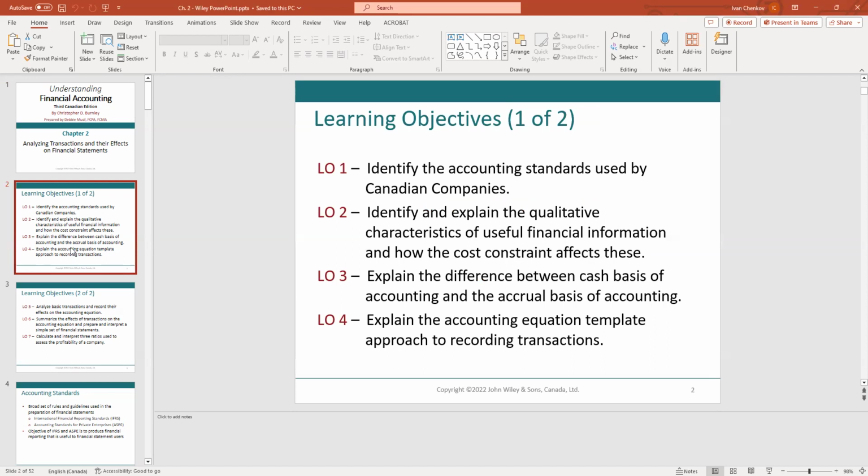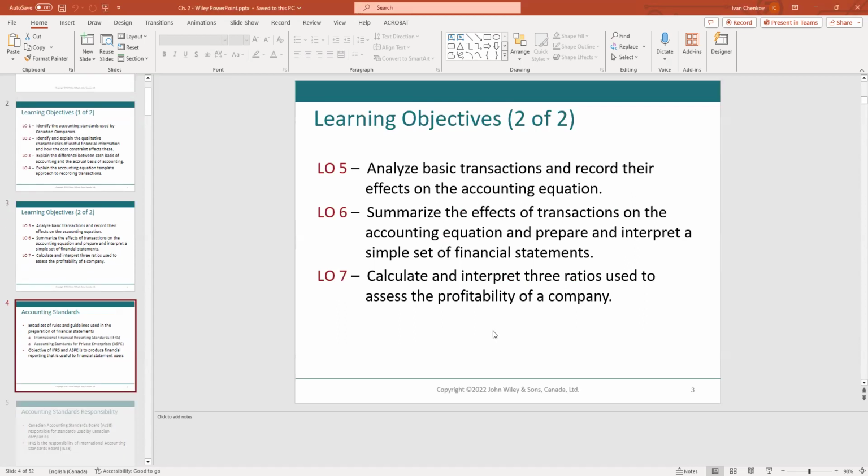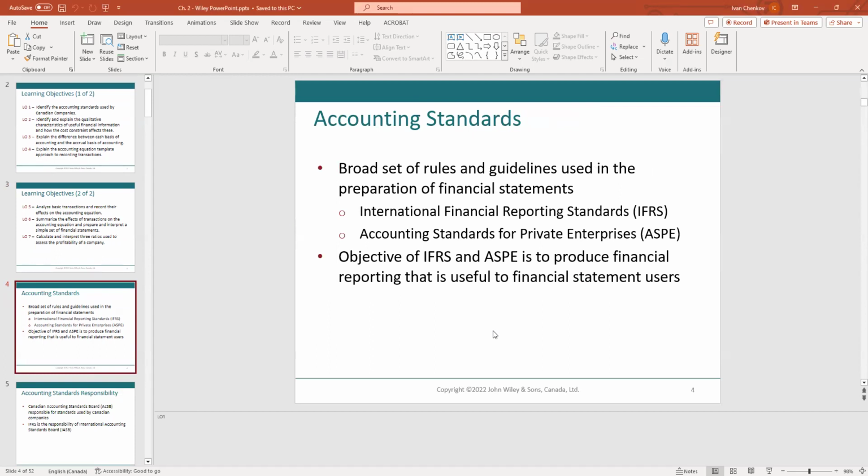Those are the learning objectives: to identify the accounting standards, explain the qualitative characteristics, explain the differences between cash basis and accrual basis, and explain the accounting equation again, which is assets equal to liabilities plus equity. Then start analyzing the transactions to summarize their effect, and calculate and interpret the ratios for the profitability of the company. First, the accounting standards.